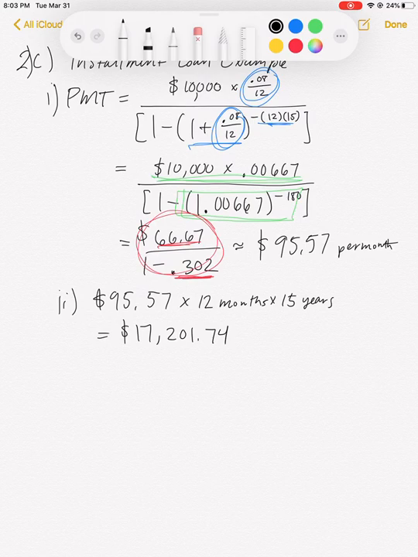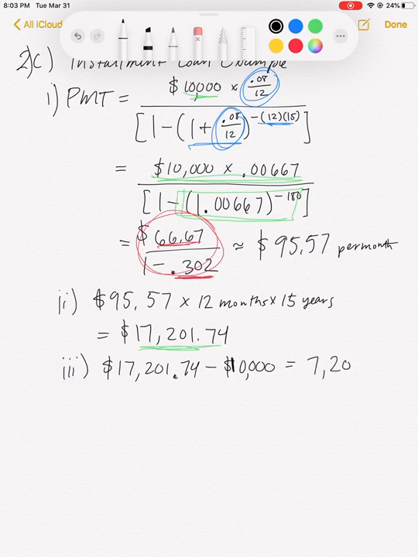What is the amount of interest you will pay? So the amount of interest is going to be the $17,201.74 minus the $10,000. That'll be the total interest, because it's the difference between what I'm actually paying for the loan and what I borrowed. So we do $17,201.74 subtract off $10,000, and when I subtract that off, I get $7,201.74.